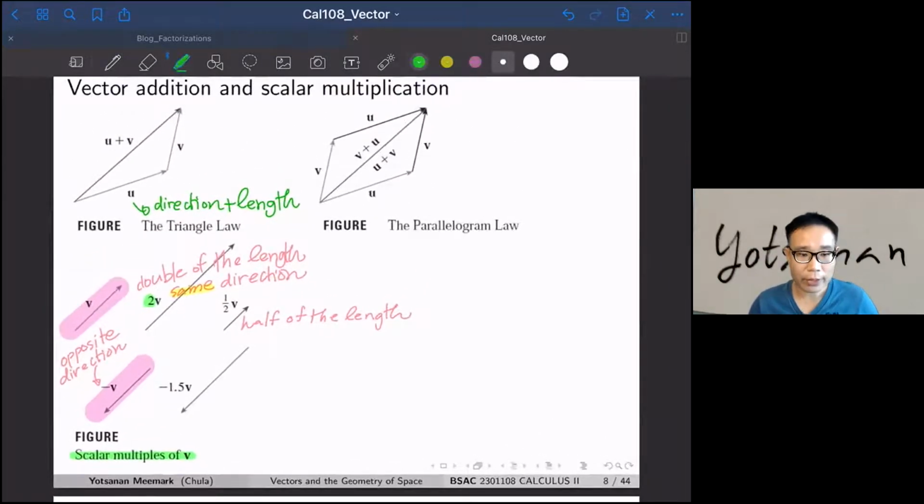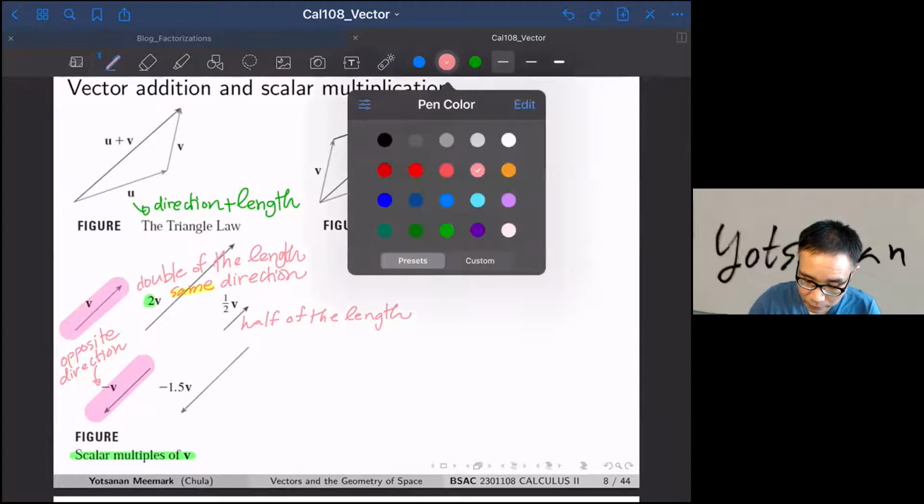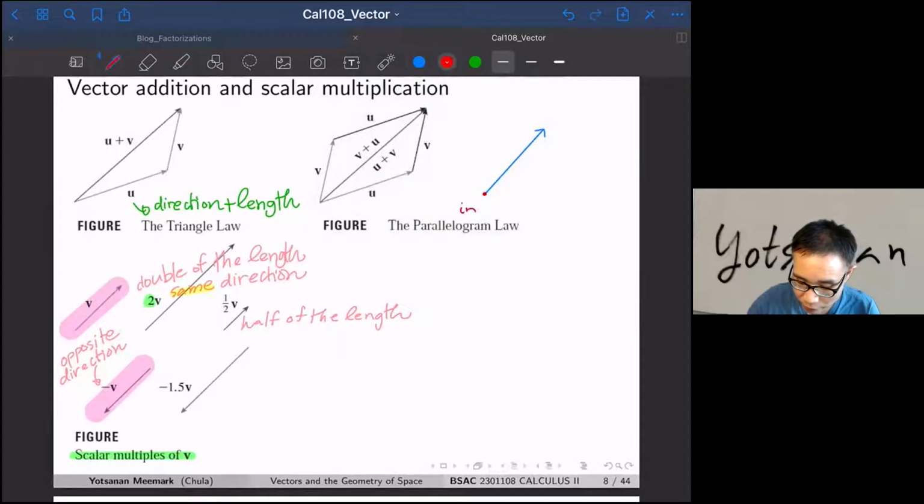The next thing that we can do with two vectors is add them. If you'd like to find the sum of vector u and vector v, we can use two laws in this case. We can use the triangle law. When you see your vector, this is the initial point, and you're going to have the terminal point.